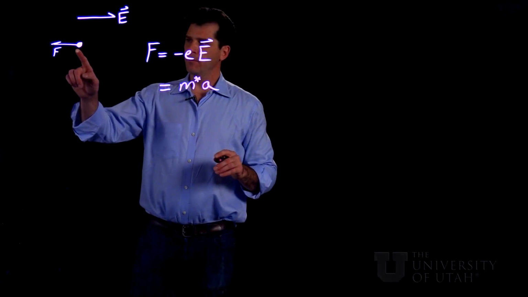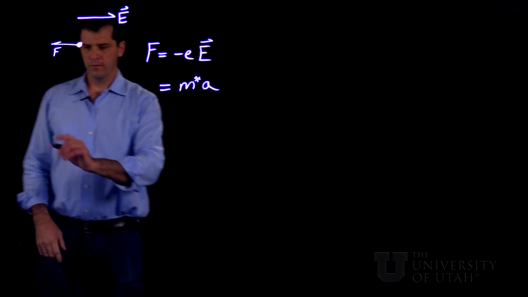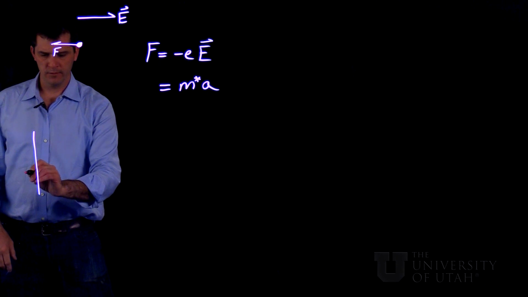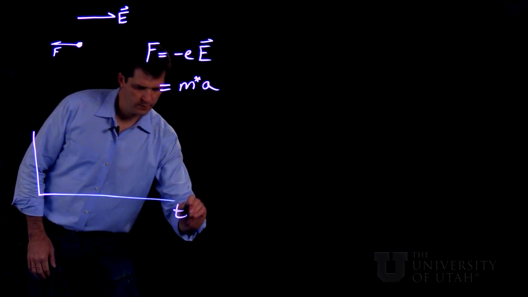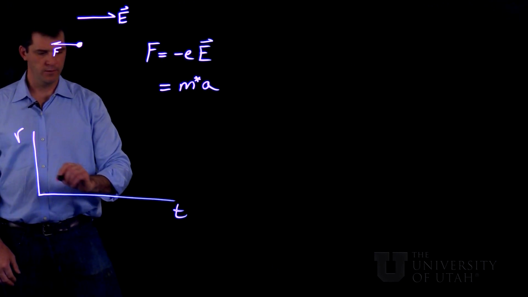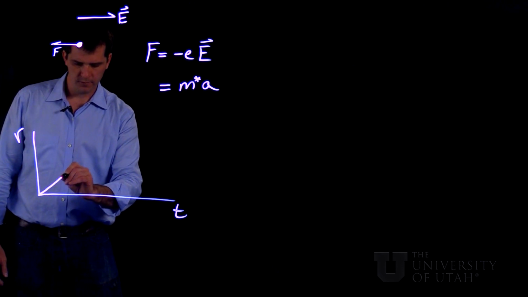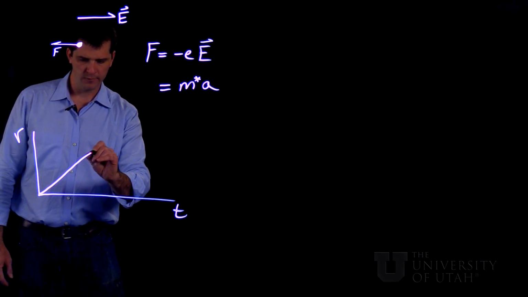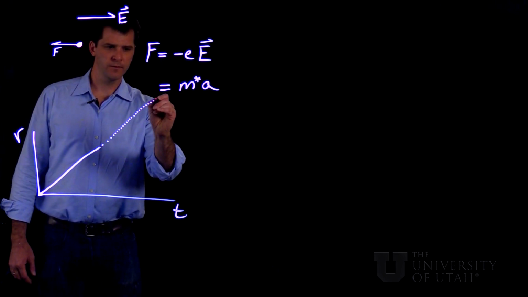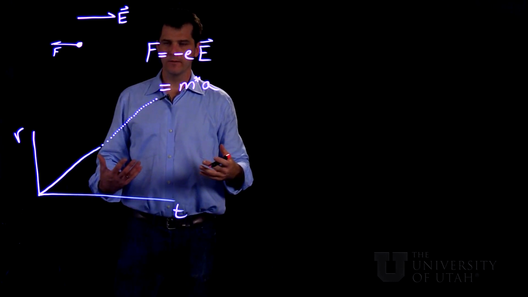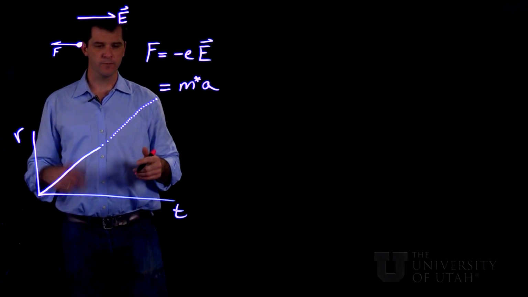So what's going to happen here is this electron is going to start to accelerate. So acceleration means a change in velocity. So we can actually plot on this axis here the velocity of the electron as a function of time. So it starts from rest, and its velocity will increase, increase, increase. Now, we know that this can't go on forever, because otherwise we would have infinite current, because we saw last time that the current is proportional to this velocity.